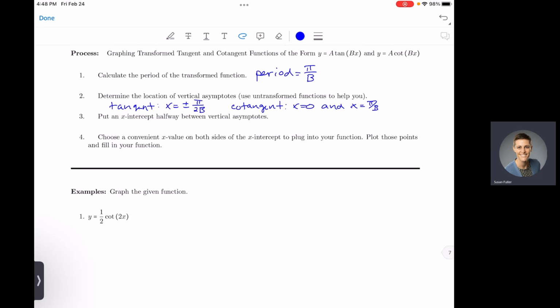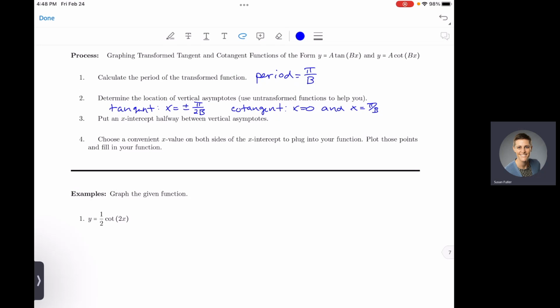So to graph a transformed tangent or cotangent function, the first thing you're going to do is calculate the period of your transformed function. Again, the period of a transformed function is going to be the period of your normal function, which for tangent and cotangent is just pi, and then you're going to divide by your b value, which is the number that's being multiplied by x inside your tangent or cotangent function. So the period is going to be pi over b, because the period of normal tangent and normal cotangent is just pi.